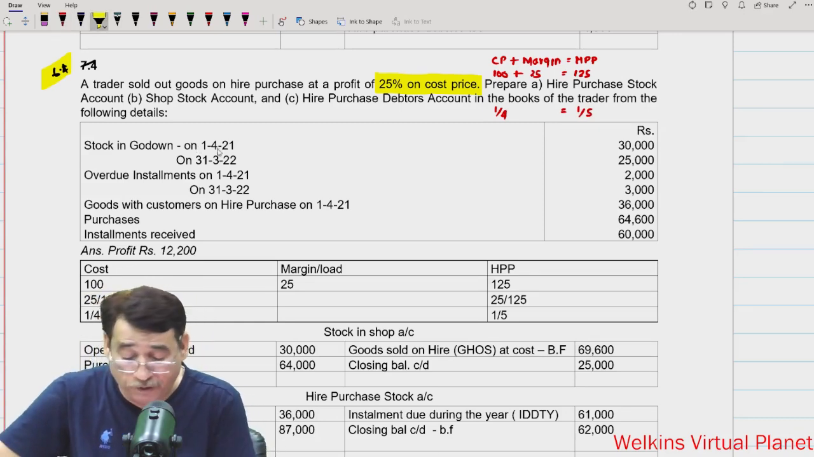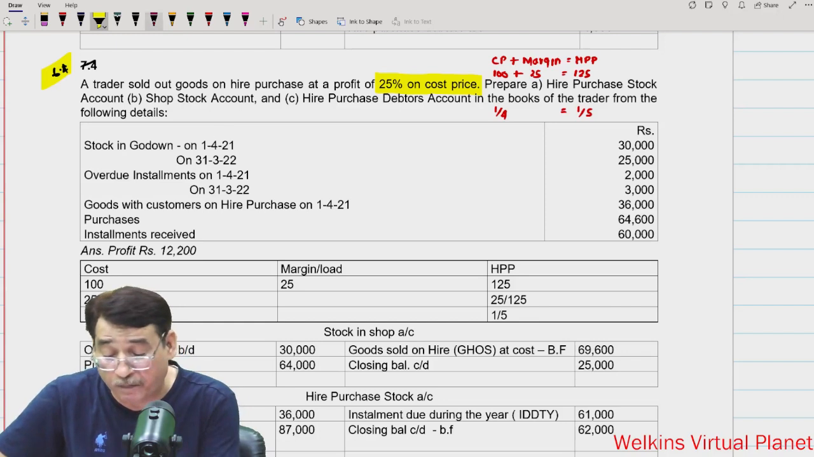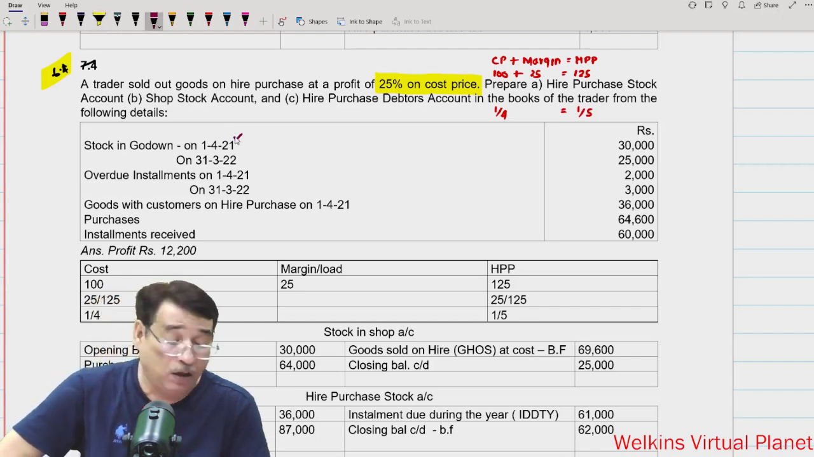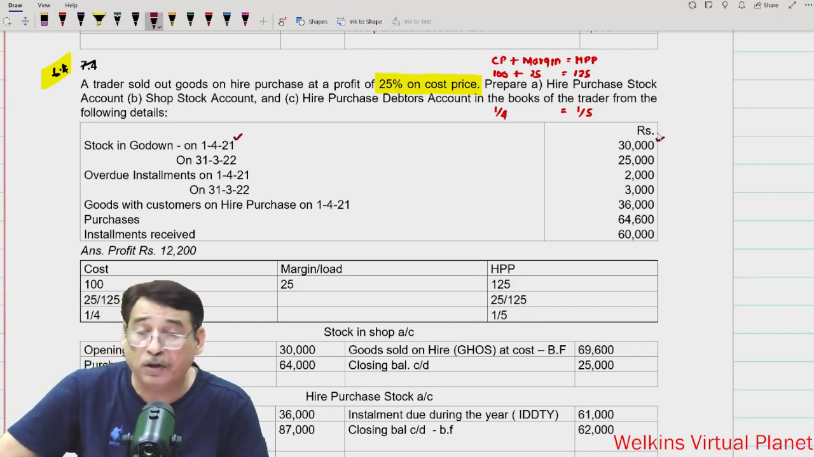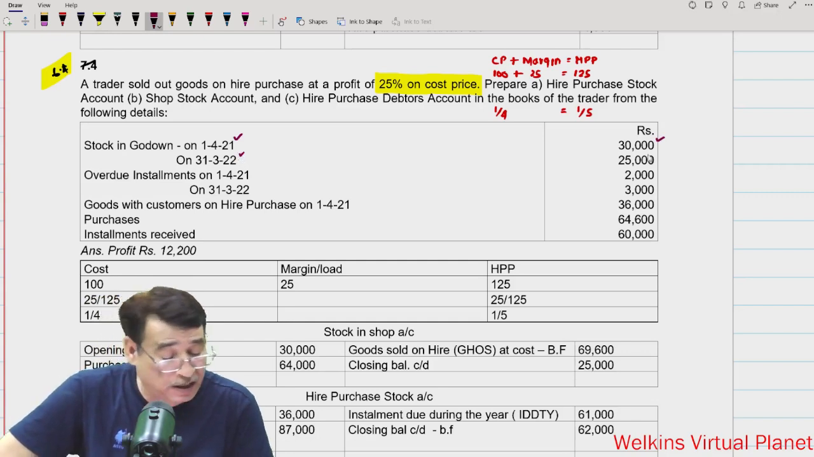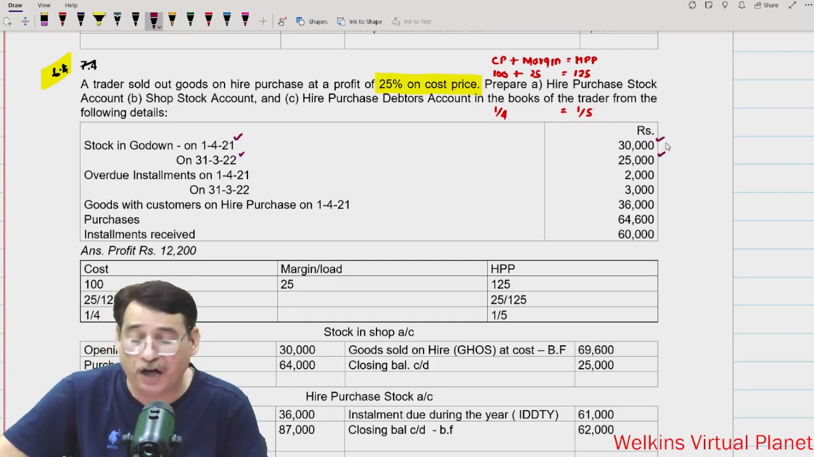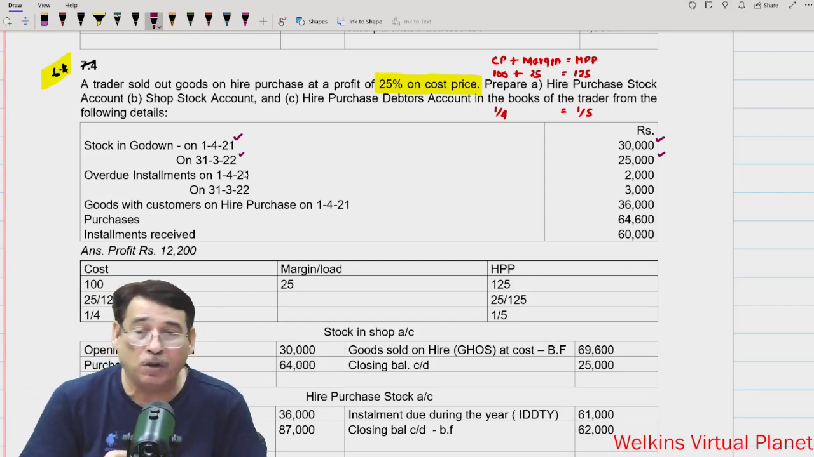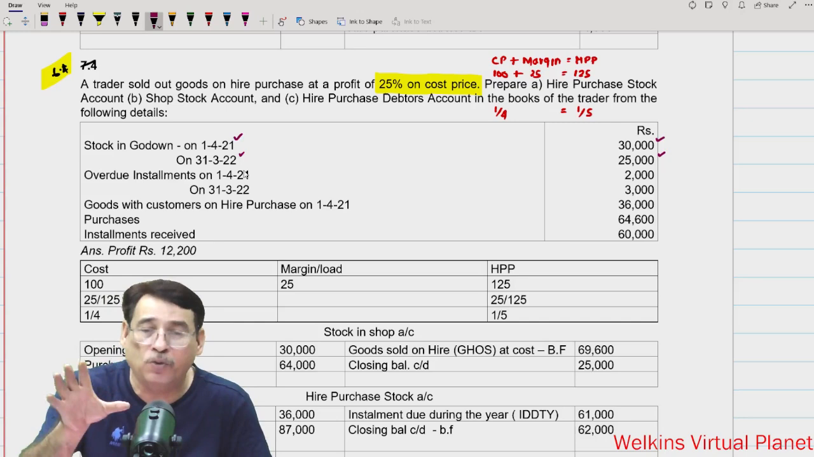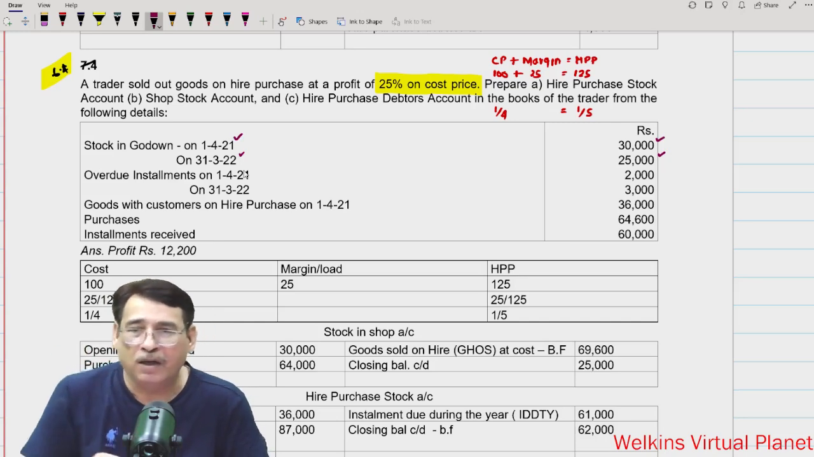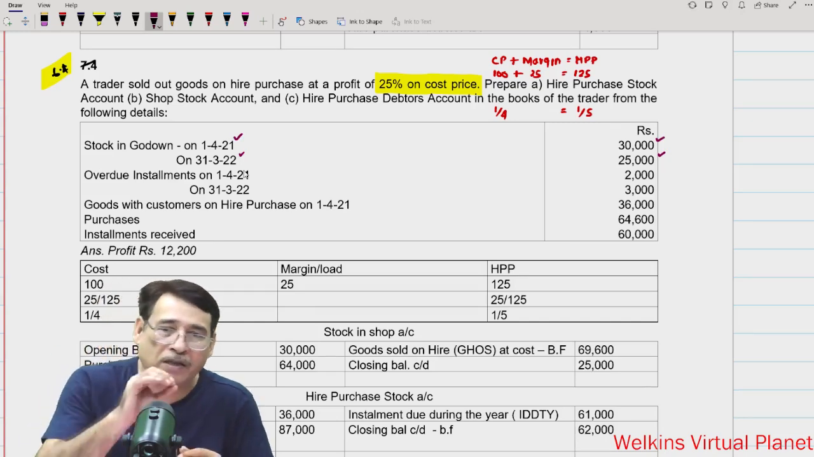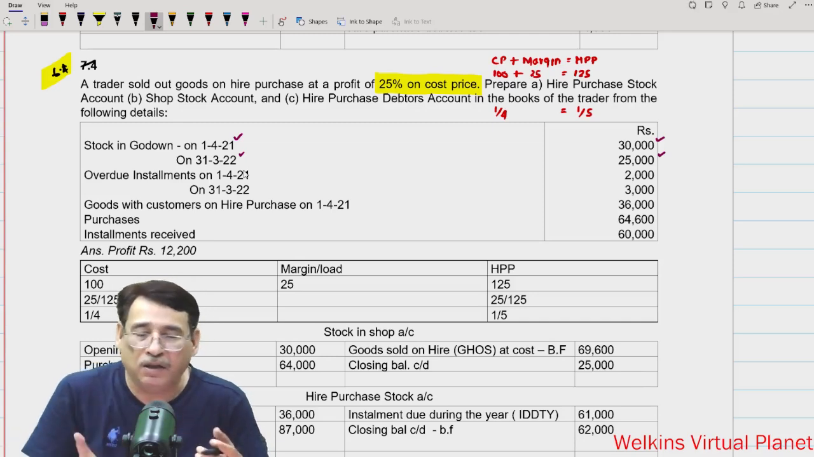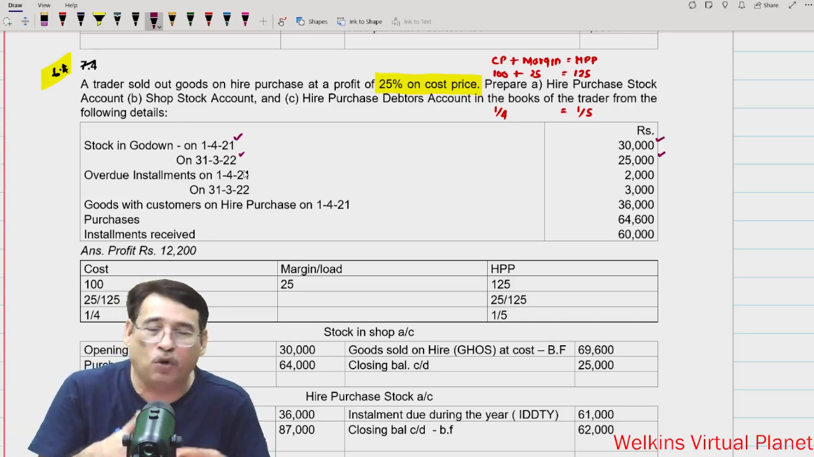In this question, first of all, it is given that in the beginning, the seller is having a stock of rupees 30,000. At the end of the year, he is having a stock of rupees 25,000. Overdue installment. What do we mean by overdue installment? That means installment due during the year. Overdue installment means, in simple words, these are the balances.